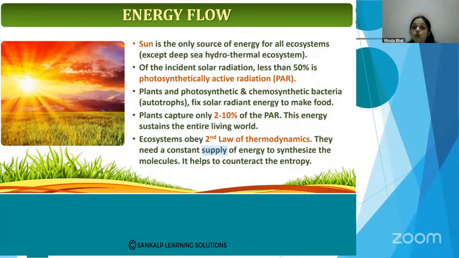And plants capture 2 to 10% of the photosynthetically active radiation. The solar energy captured by the plants is only 2 to 10%, and they convert it into food. Then the ecosystem obeys the second law of thermodynamics, that is, it needs a constant supply of energy to synthesize molecules. It helps to counteract entropy. So they need a continuous supply of energy.